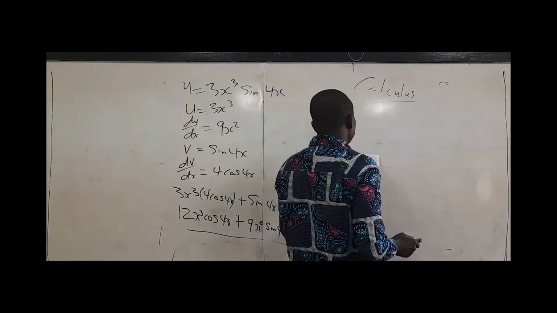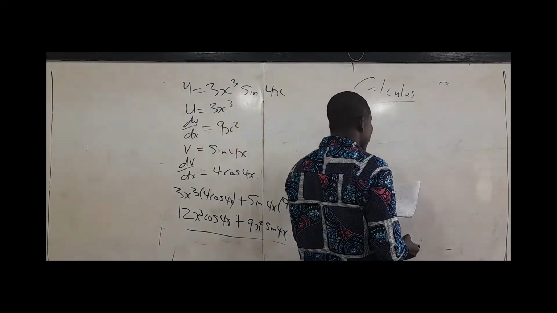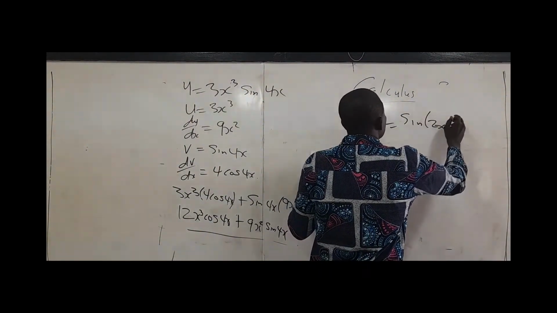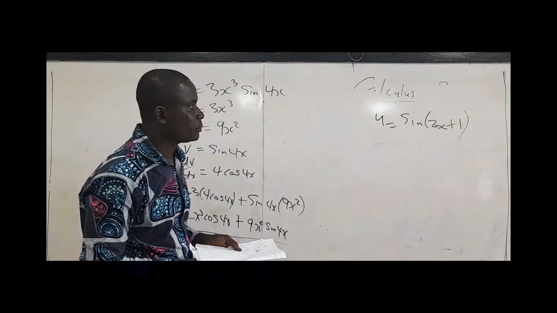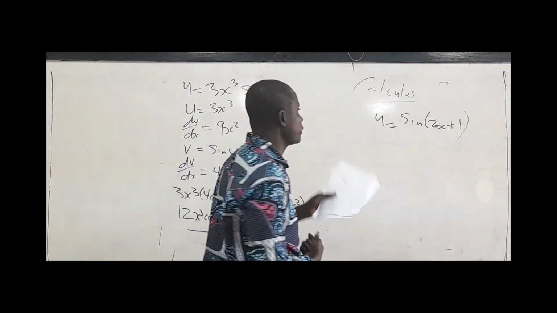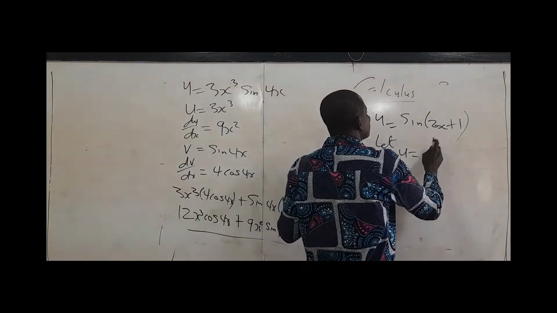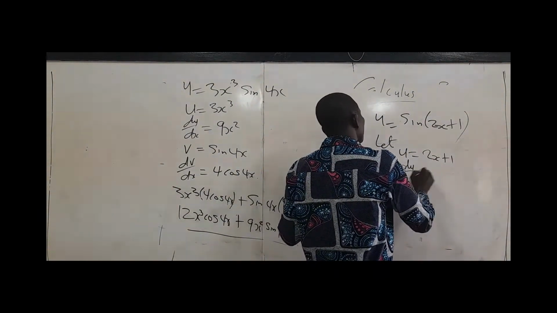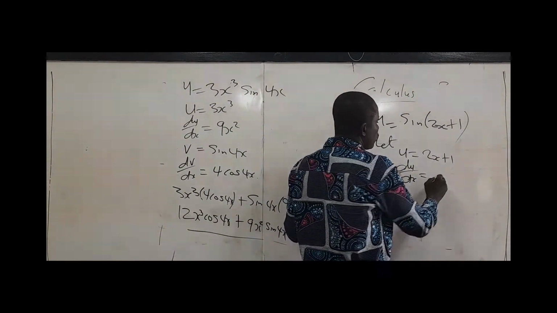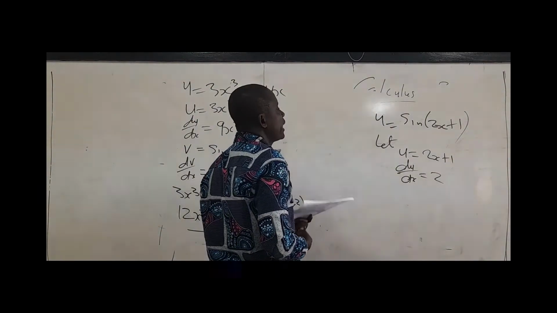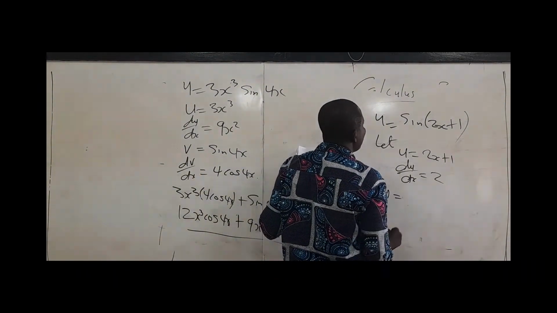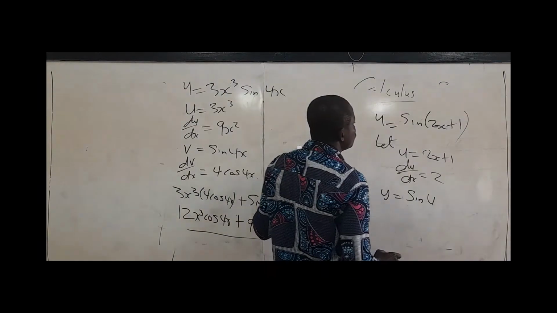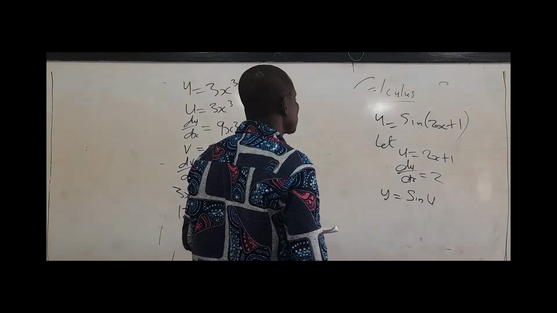Now let's look at this question, and if you can help me to identify it. We have y is equal to sine of 2x plus 1. What kind of question is this? This is a function of a function, okay? So we let u be equal to 2x plus 1. It means du/dx will be equal to 2. Now, what is y? y is equal to sine u. Is that correct?